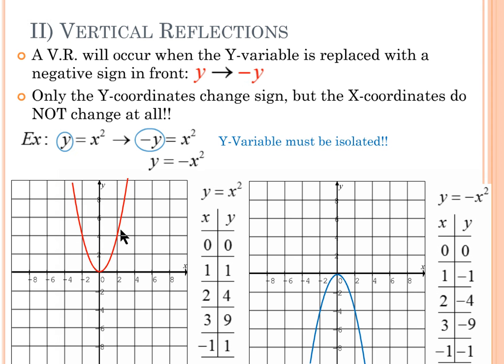So the red graph here, it looks like it's been reflected across the x-axis, which is a vertical reflection, and then it appears just below the x-axis. So if I highlight this graph right here, it's just been reflected across the x-axis, which represents a vertical reflection.